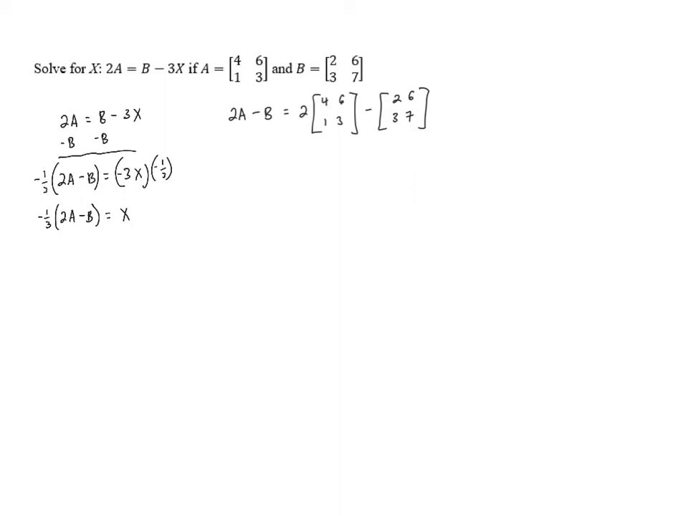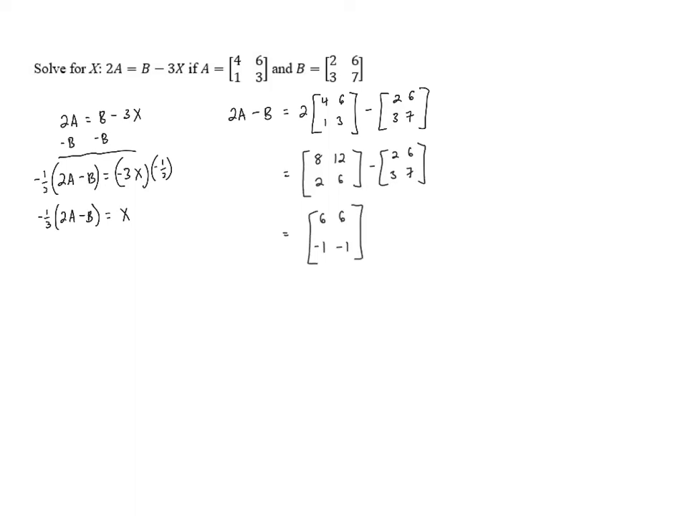We need to perform the multiplication first. It's the same order of operations that we've seen before. When we multiply each of those entries by 2, we get 8, 12, 2, and 6. Once we've done that, we can perform the subtraction entry by entry. So 8 minus 2 gives us 6, 12 minus 6 gives 6, 2 minus 3 is negative 1, and 6 minus 7 is also negative 1.